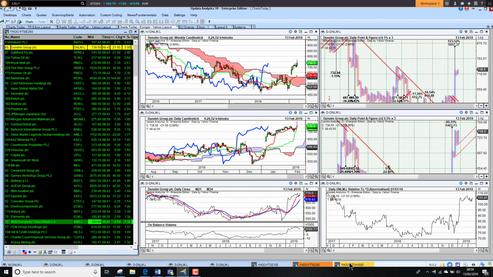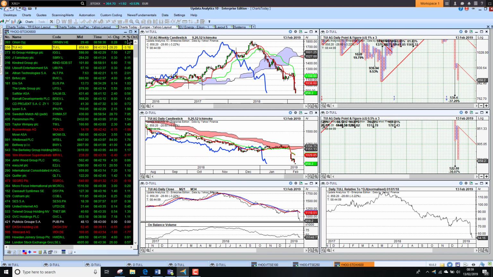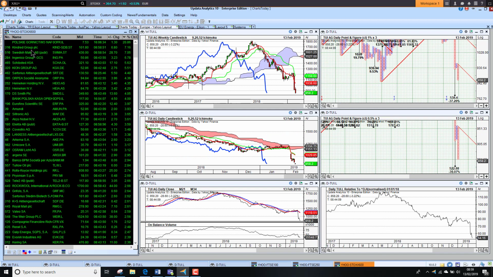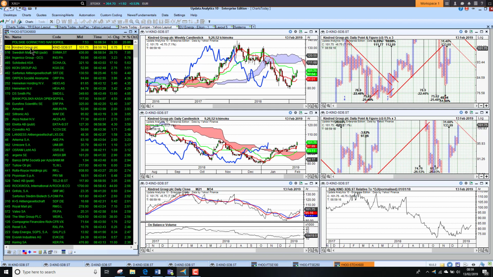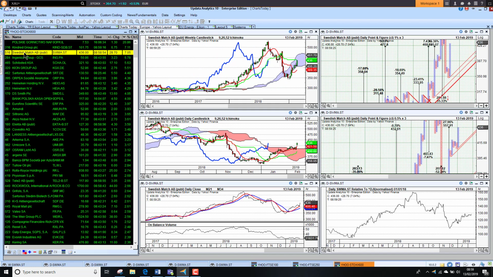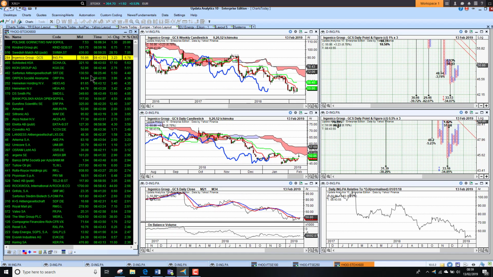Taking a look last of all at Europe, if we look at the Euro Stoxx 600, we've got Kindred Group up 7%. That's starting to look more bullish on the chart there. This is Stockholm, and we're seeing another Stockholm stock here, Swedish Match, looking pretty strong as well. And in Paris, Ingenico looking quite good, but the chart not looking as good, but they're up 6% this morning.